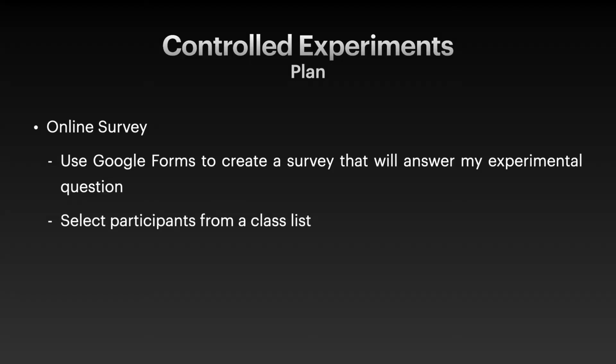And this can be done at any given time. It doesn't matter if schools are out or not. An online survey is perfectly fine for this kind of experiment. What we're going to do is use online surveys. We're going to use Google Forms to create a survey that will answer the experimental question, and we're going to select participants from the class lists.